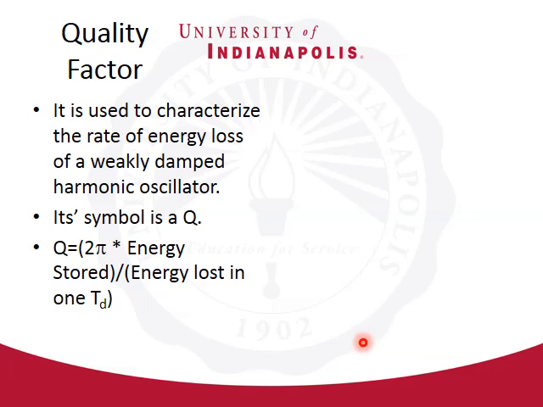What is this velocity quality factor? It's basically a characteristic used to rate the energy loss in a weakly damped oscillator. This symbol is a Q, and by definition it's 2 pi times the energy stored in the oscillator divided by the energy lost in one period. So how do we find this?